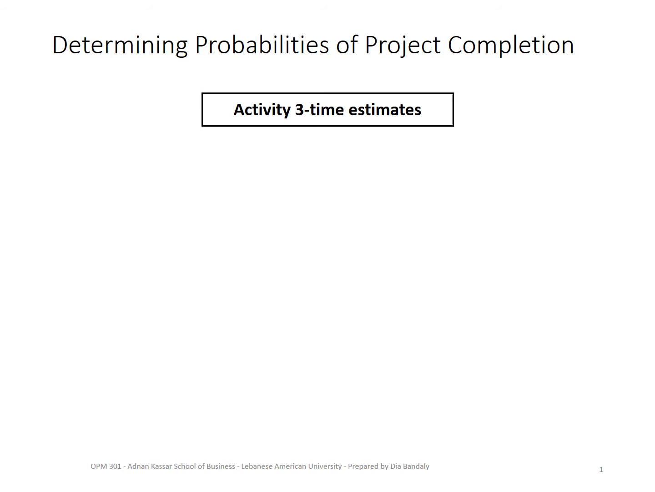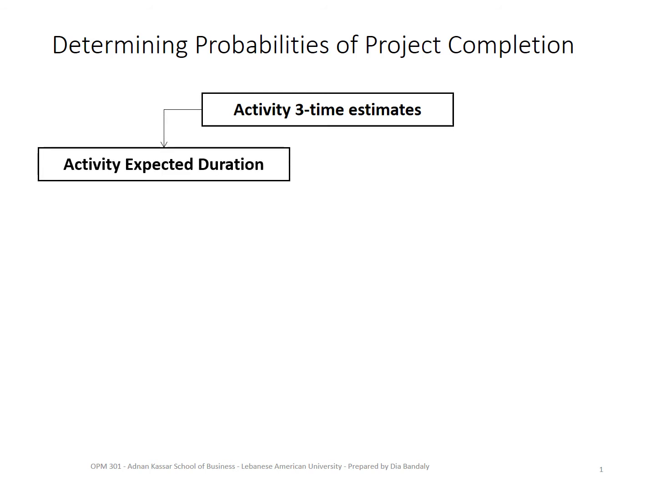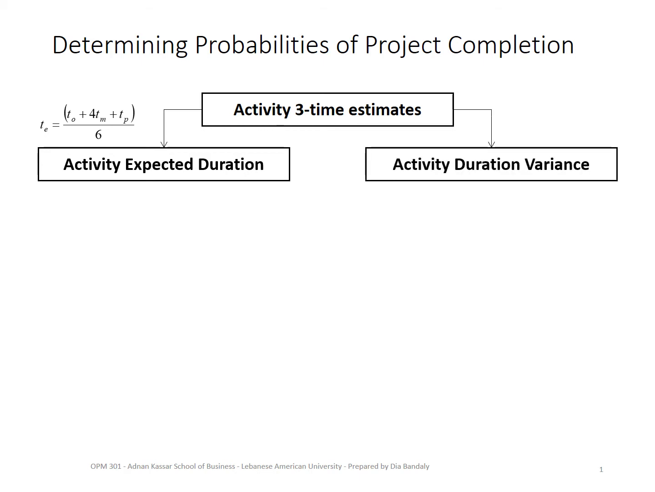All right. So to do that, this is the solution framework. We are given the activity 3-time estimates. And as we learned from that, we can get the activity expected duration using what formula? Here we go. I'm just reminding you of the formulas that we have seen. Then also we can find the activity duration variance. Remember, the activity duration is a variable, so you can call it X. It has an expected value. It has a variance. All right. Then from the activity variance, this is how we find it.